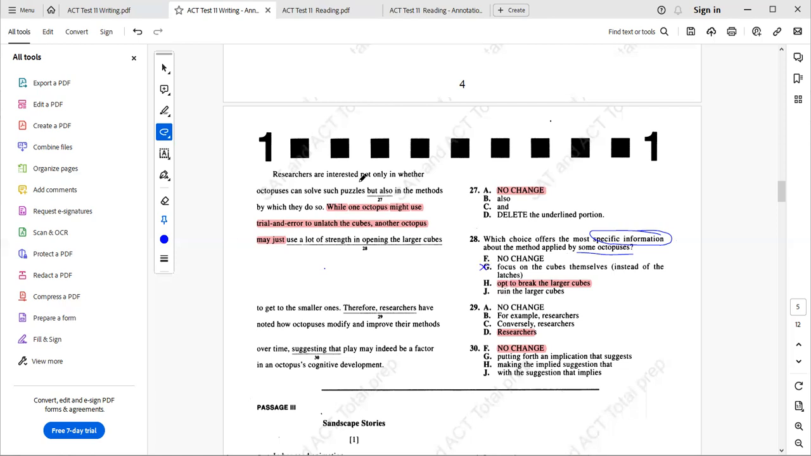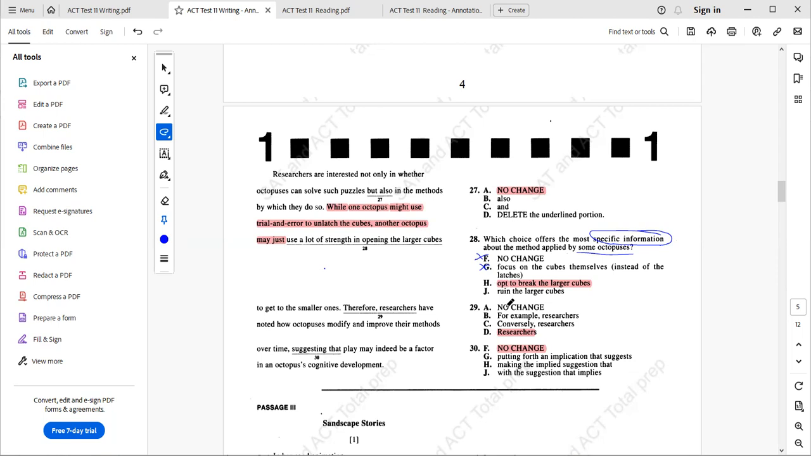What about this? Use a lot of strength in opening the larger cubes. I think we're talking about the cubes. And here he said, use a lot of strength. It can be said easily by making it simple. Now I have opt to break the larger cubes, and here ruin the larger cubes. Take care. I need the specific. Here 1, 2, 3, 4, 5, 6. Here 1, 2, 3, 4. So I think, Adam, you chose J because it's the shorter. Right?